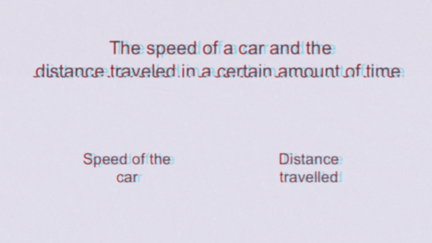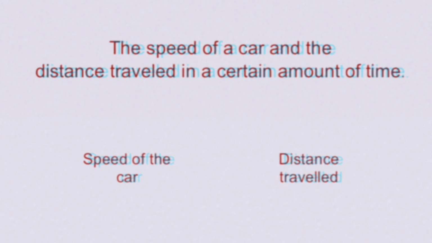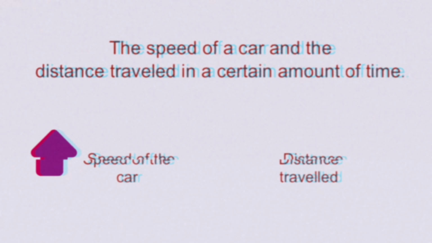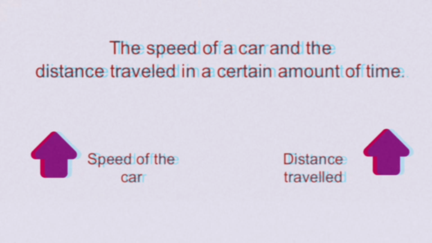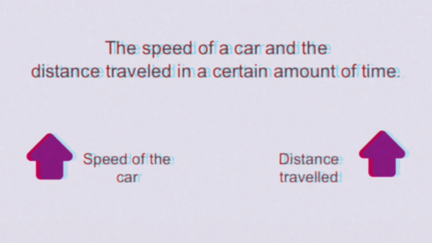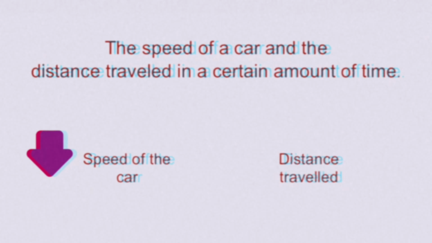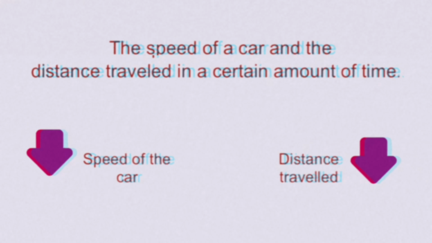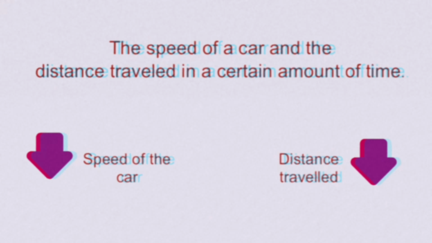The speed of a car and the distance traveled in a certain amount of time are directly proportional to each other, which means that if a car travels faster, then it can cover more distance in a given amount of time. On the other hand, if a car travels at a slower speed, then it covers less distance. This tells us that the speed of a car is directly proportional to the distance it travels in a certain amount of time.